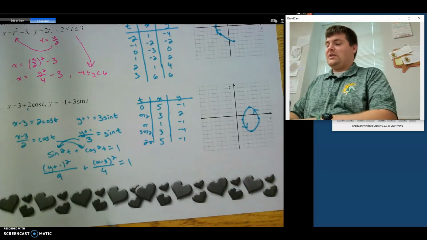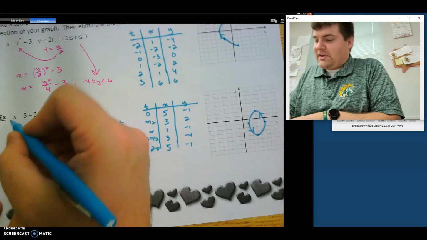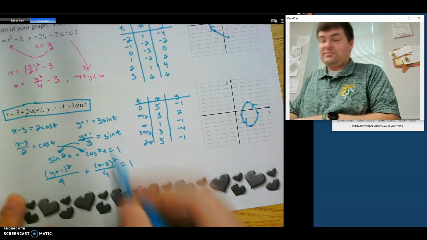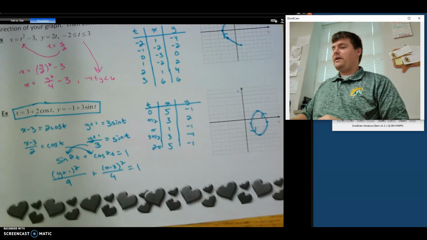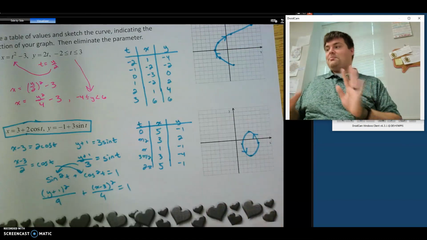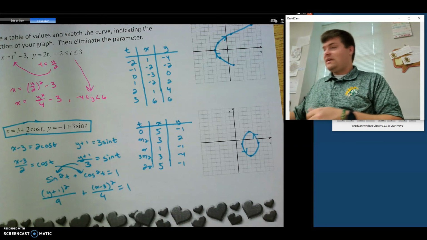Doing derivatives and stuff like that, and integrals and area, is so much easier to do with this than it is with this. This is the reason why we learn about parametric equations. We didn't do any calculus today, but I'm prepping you because calculus is next. All right, and that's it for this video.